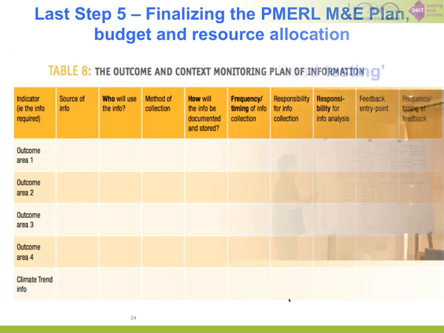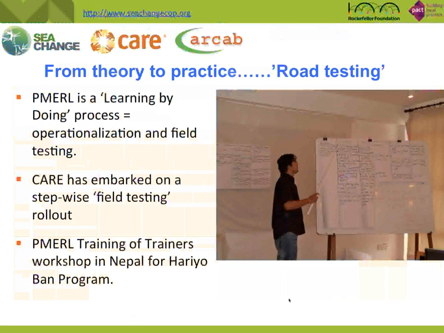Now, what has CARE done so far to turn this theory into practice? As stated earlier, the PMERL methodology is very much a learning by doing process. And as such, it is considered a living document, and therefore it will be continuously updated to respond to recommendations from field testing and from everybody who's engaged in it. So as part of this continuous learning process, CARE starts to roll it out within its own climate adaptation portfolio using a stepwise approach. The objective is to field test it or road test it by first field testing it in a few country offices and country programs. And then based on the feedback and the lessons learned, to fine-tune the methodology before there's a broader rollout.